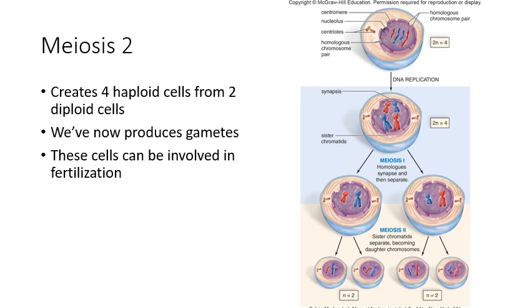Does anyone want to explain why meiosis 1 is different from mitosis, or how they're similar? Yeah, exactly. At the end of meiosis 1, we have cells that are not identical copies of each other. They're not genetically identical, but they are still diploid cells. So in mitosis, how come crossing over doesn't happen?